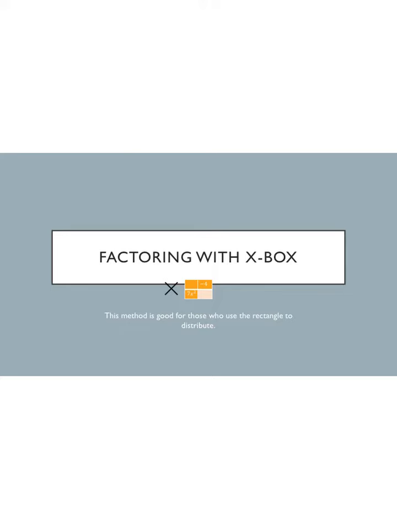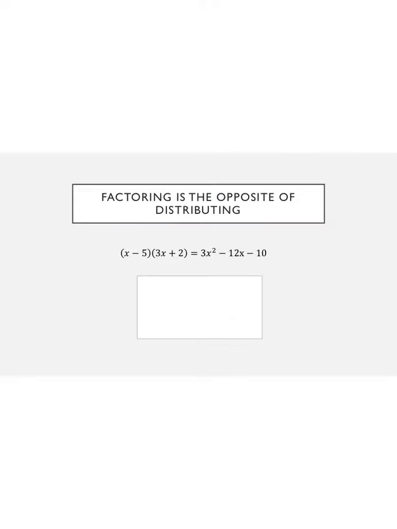So I'm going to explain how to factor using the generic rectangle and diamond problem to help you factor trinomials into binomial form. This method is good for those people that like to use the generic rectangle to help them distribute. So factoring is the opposite of distributing.